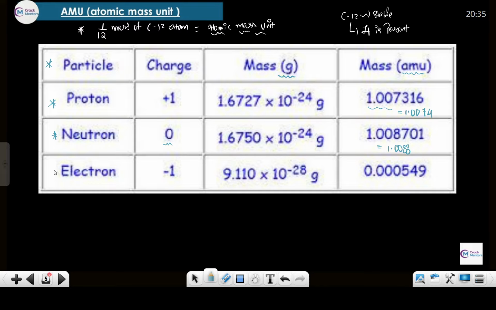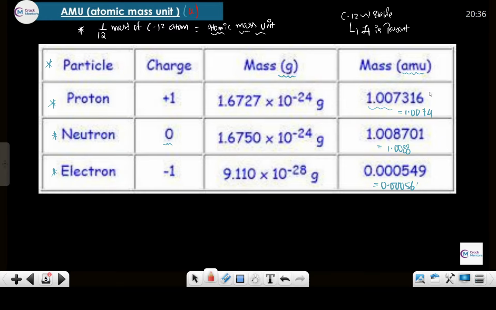Now I'm talking about the electron. The charge of the electron is minus 1. The mass is taken like this, in gram, and the value can also be written as 0.00056, this is in amu. amu is also represented by u.